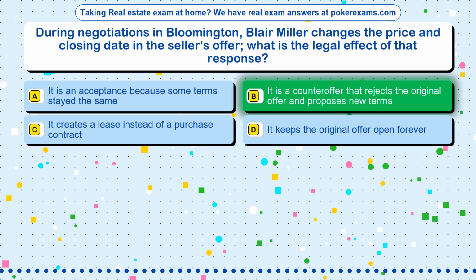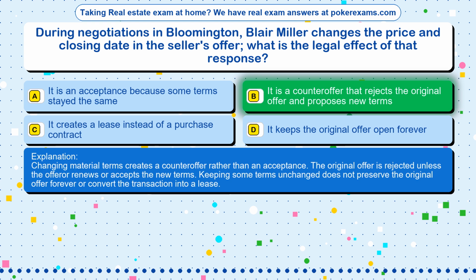The correct answer is option B. It is a counteroffer that rejects the original offer and proposes new terms. Changing material terms creates a counteroffer rather than an acceptance. The original offer is rejected unless the offeror renews or accepts the new terms. Keeping some terms unchanged does not preserve the original offer forever or convert the transaction into a lease.